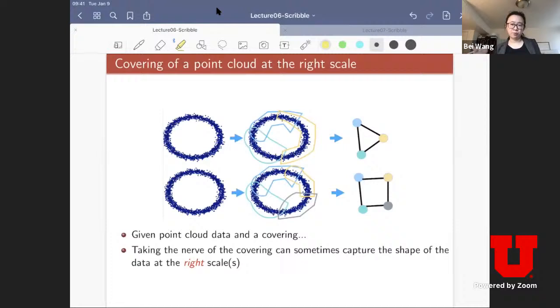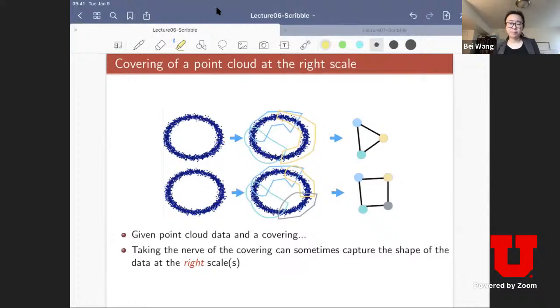So in a sense, you're given a point cloud, you want to think about what is the right cover, okay? In some sense, both examples I show in this picture, I kind of choose the right scale, right? Even though I vary from three cover elements to four cover elements, either way, I'm capturing that loop, right?